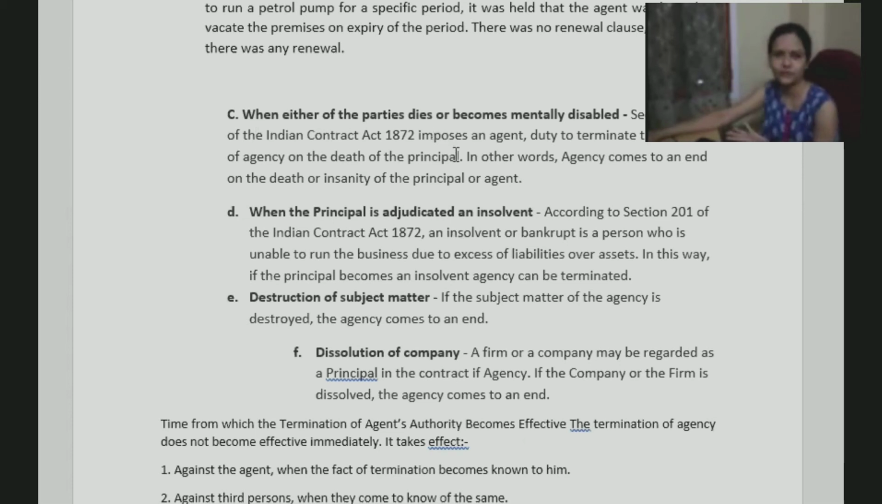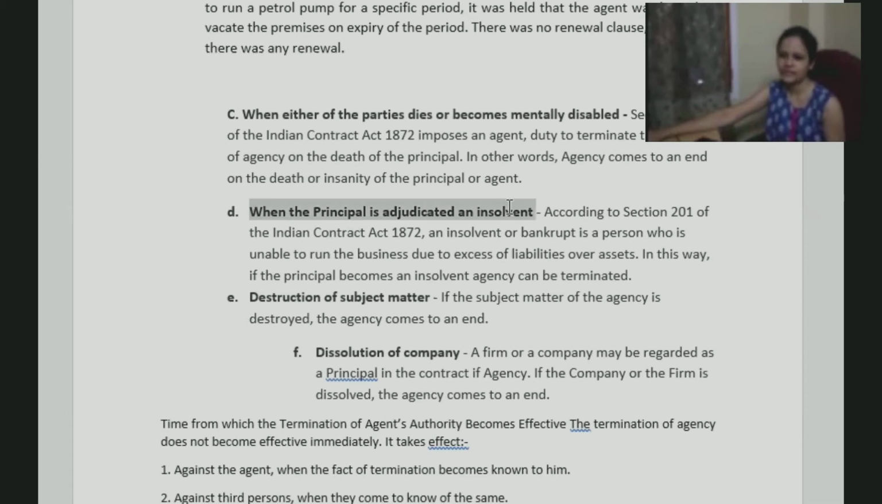If parties die, if the agent is not alive, if the principal is not alive, then there is no question of the agency continuing, right? The same would happen with regard to their becoming insane at a later stage. So if any of these two things happen, then also it would lead to termination of the agency or termination of the contract.